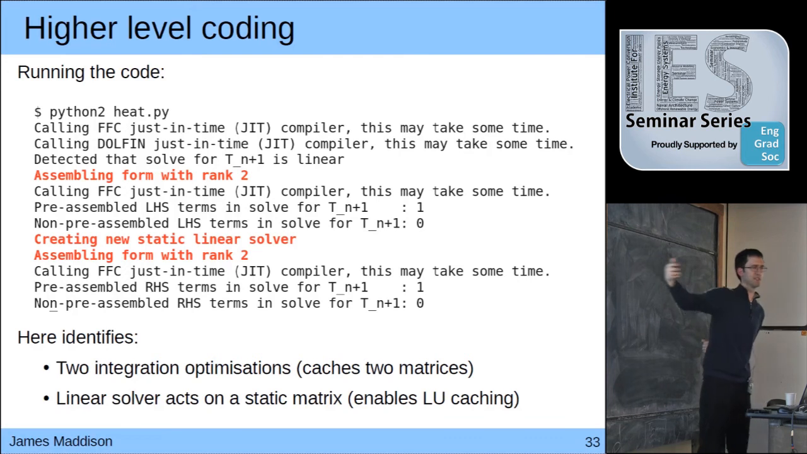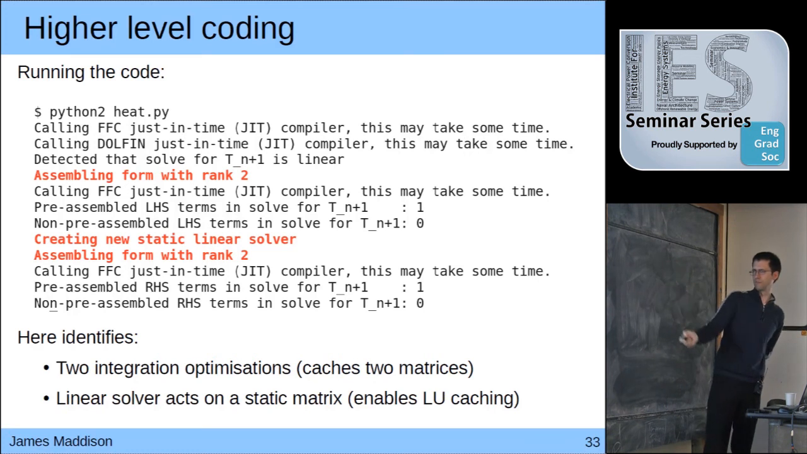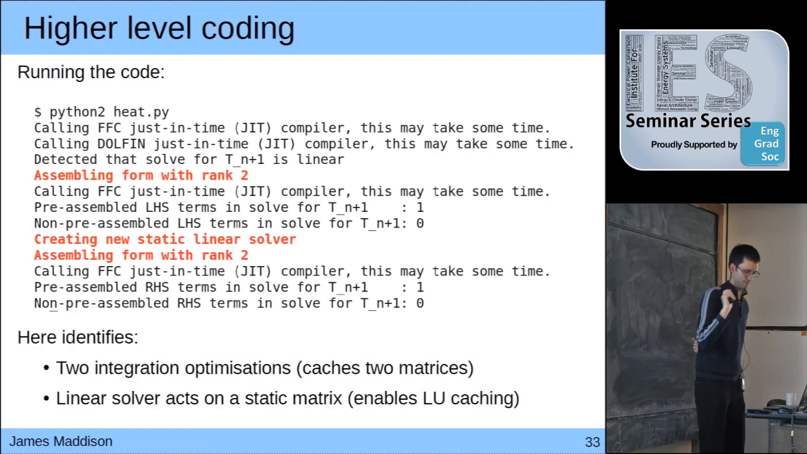Then it also notices that tons of stuff on the right-hand side doesn't change as well, and it optimizes that away. That's all just done under the hood for you. So in this case, it's got two integration optimizations, and also there's a matrix optimization.